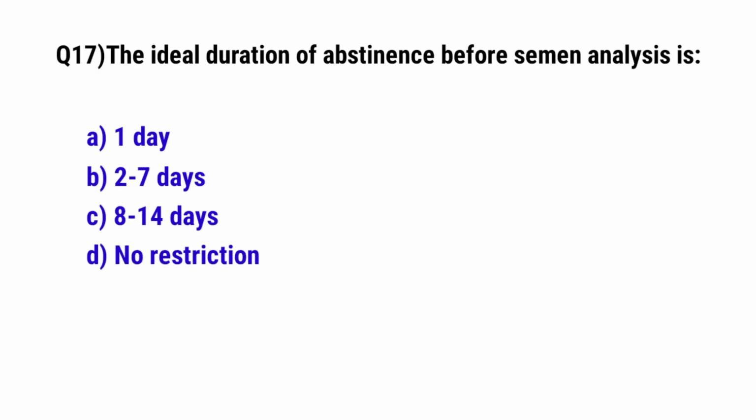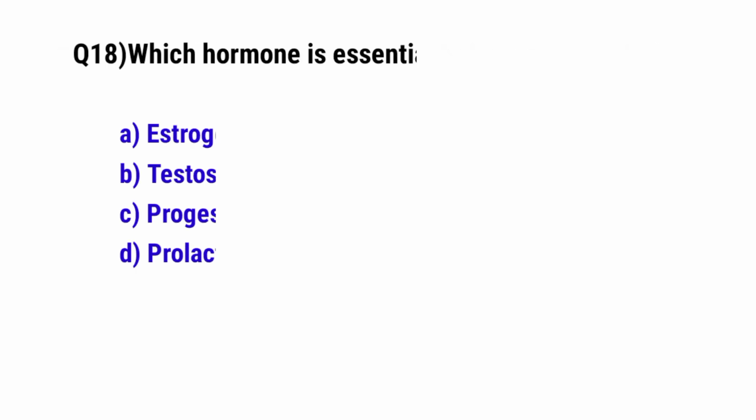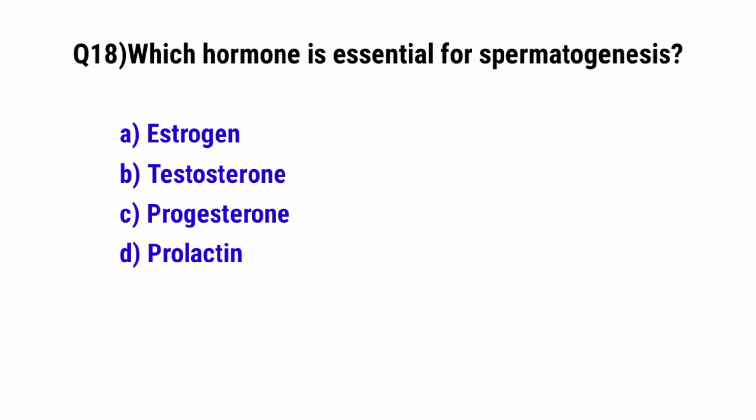Question number 17. The ideal duration of abstention before semen analysis is. The correct option is B. 2 to 7 days. Question number 18. Which hormone is essential for spermatogenesis? The correct option is B. Testosterone.